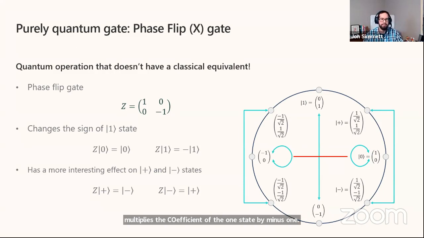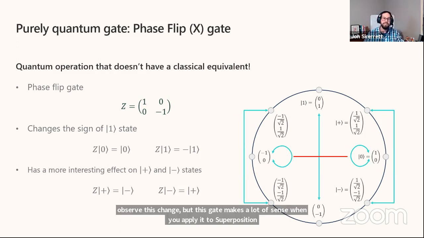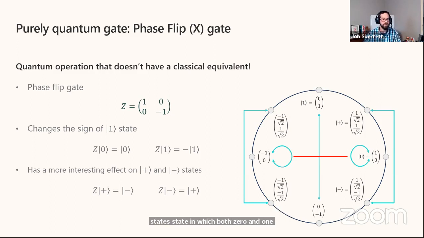So if you apply it to the basis state, you're not going to observe any difference. We'll talk in a minute about measurements, and there's just no way you can observe this change. But this gate makes a lot of sense when you apply it to superposition states, a state in which both 0 and 1 coefficients are non-zero. In those cases, you actually notice that something has changed in the state. If you apply the Z gate to the plus state, you get the minus state. From the minus state, you get the plus state. And we're going to make use of that property again later on today.